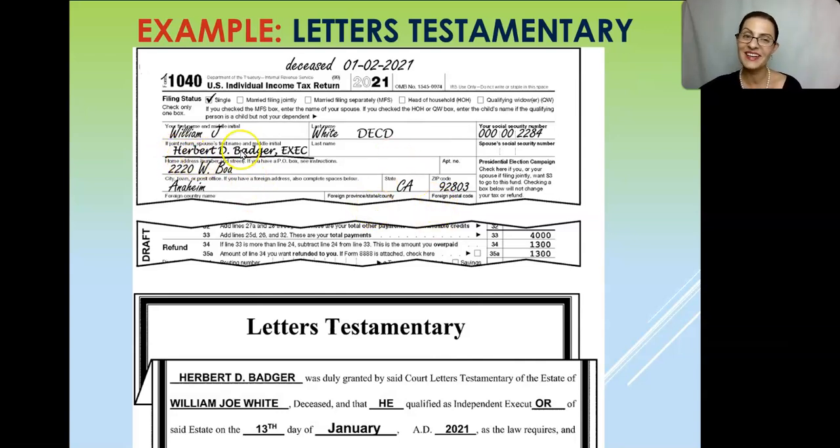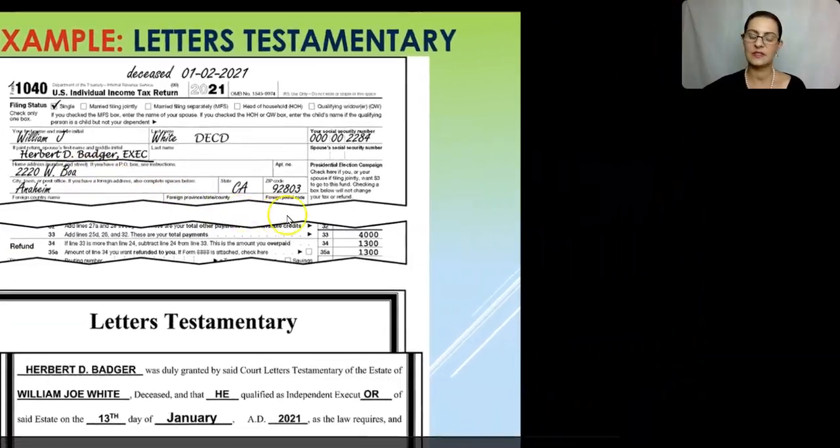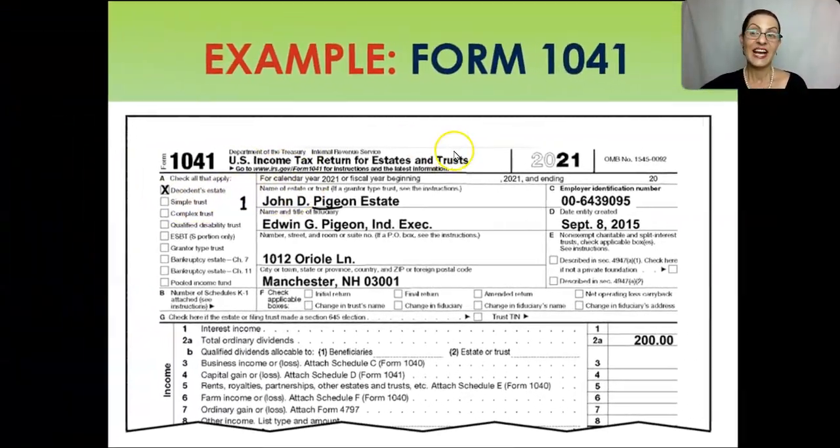But okay, so William J. White is the decedent in this case. And this person did not have a surviving spouse. They were deceased, they were single, okay? You put the date of death up at the top, and William J. White is the decedent, right? And then Herbert D. Badger is the executor on this tax return. And this is what the letters testamentary look like when the executor gets these from the court. Okay? All right. Herbert D. Badger. Ugh. Okay. Example number 2.